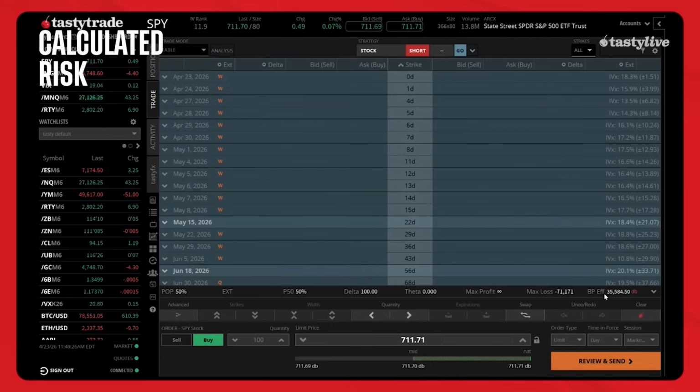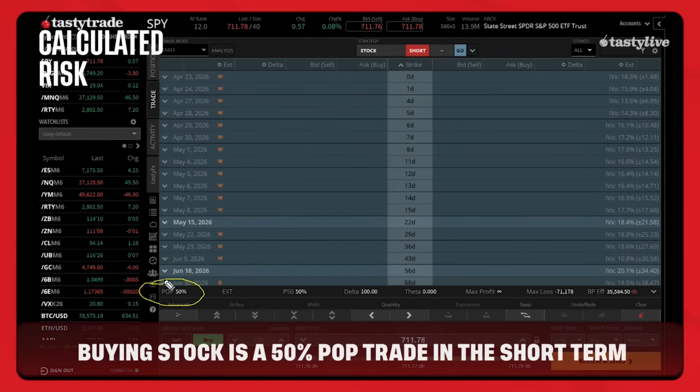I see my trade bar, which we just talked about on a recent Calculated Risk, and I'm looking at the breakdown, and what I see is the probability of profit, as you can hopefully clearly see right over here, is 50%. Again, in the short term, it's 50-50. In the short term, it's a coin flip. In the short term, it's essentially half to the upside and half to the downside. This is what stock is always going to be.